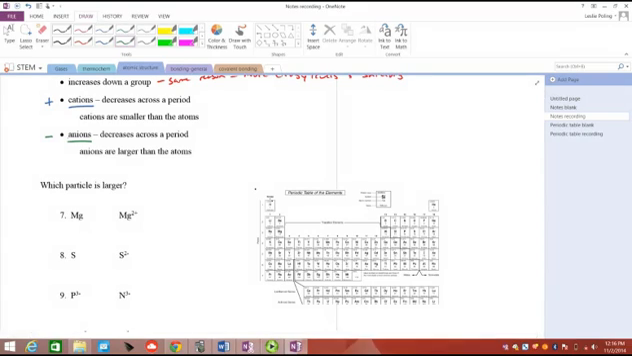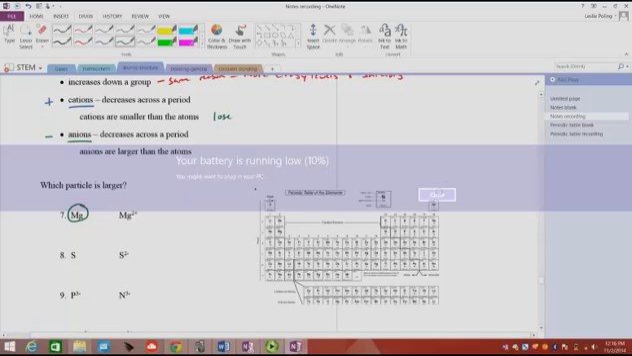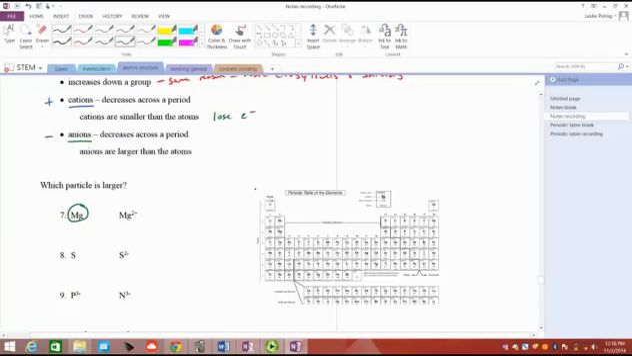So, within the cations, we decrease across the period because of more nuclear charge. But cations are smaller than the atoms, and anions are larger than the atoms. So, which particle is larger? Magnesium, because we lose electrons, it's going to get smaller. Negative ion is going to be bigger.